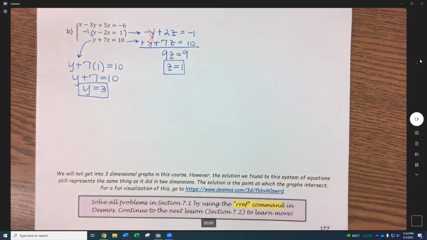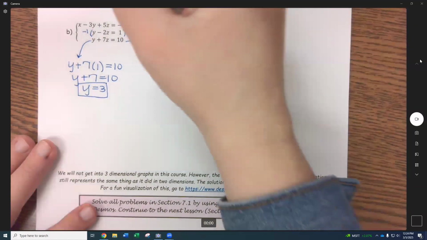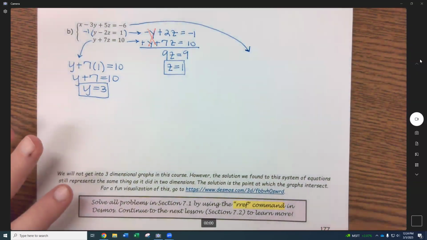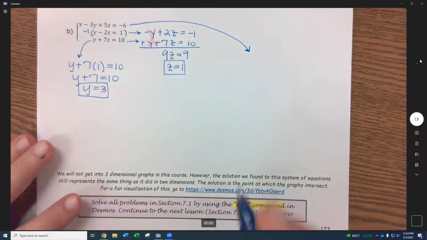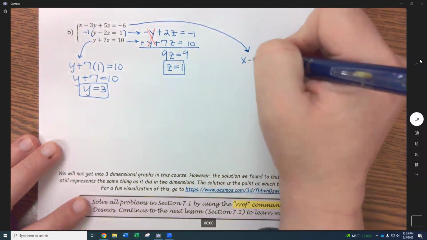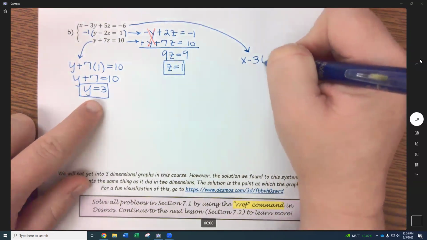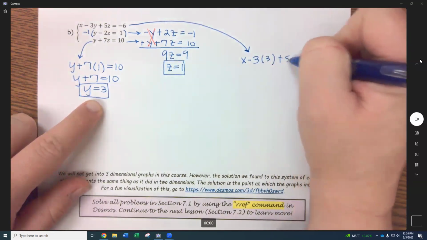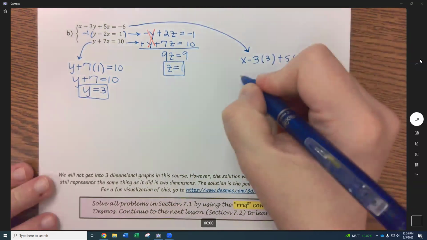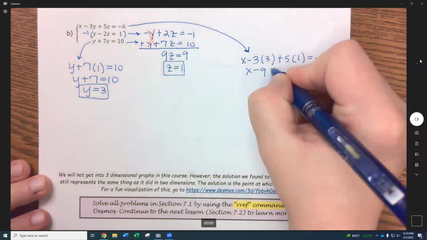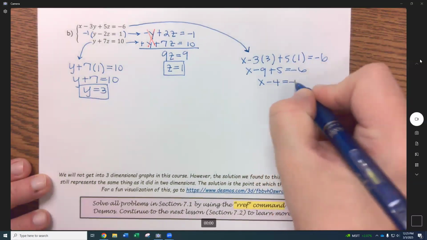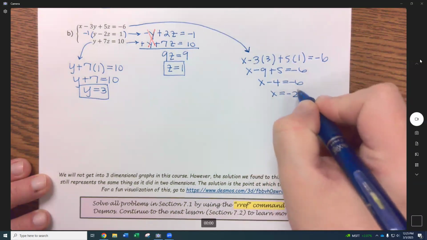So now I know what z and y equal. Now we can get our answer for what x equals. So now I'm using that top equation because that's the only one where x is. And so I have x minus 3y, which was 3, plus 5 times z, which is still 1. That equals -6. So solve. So I've got x minus 9 plus 5 equals -6. That is x minus 4 equals -6. So x equals -2.